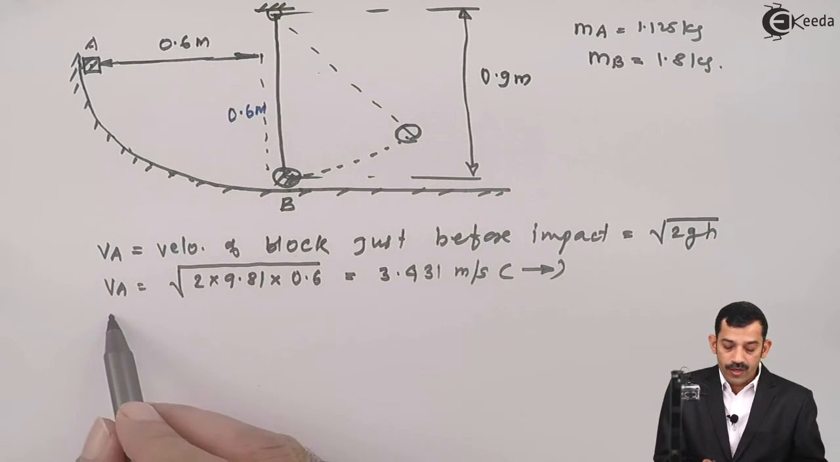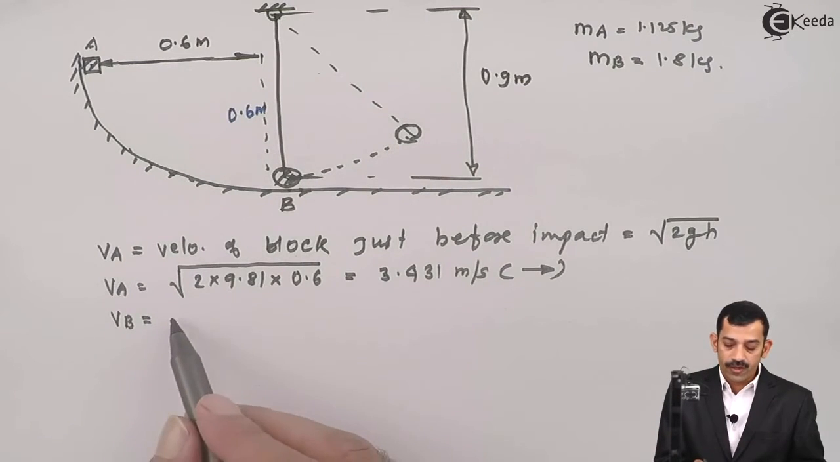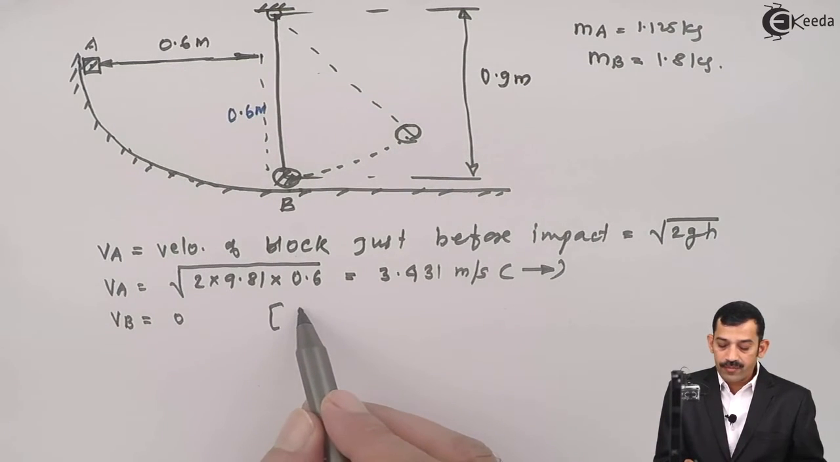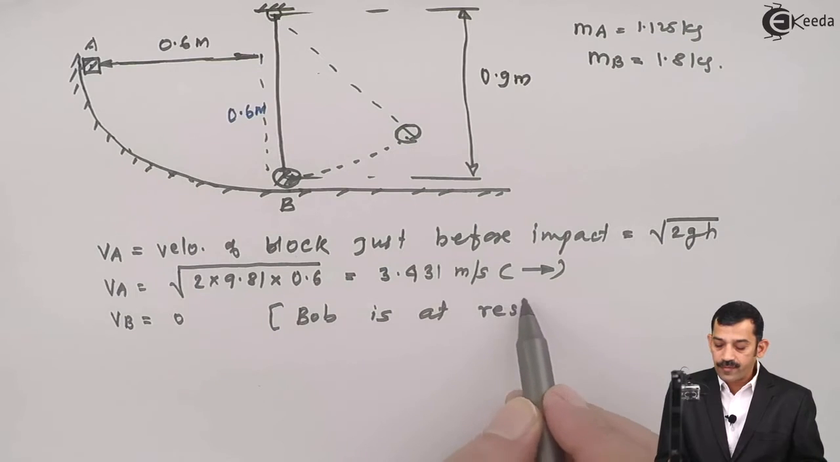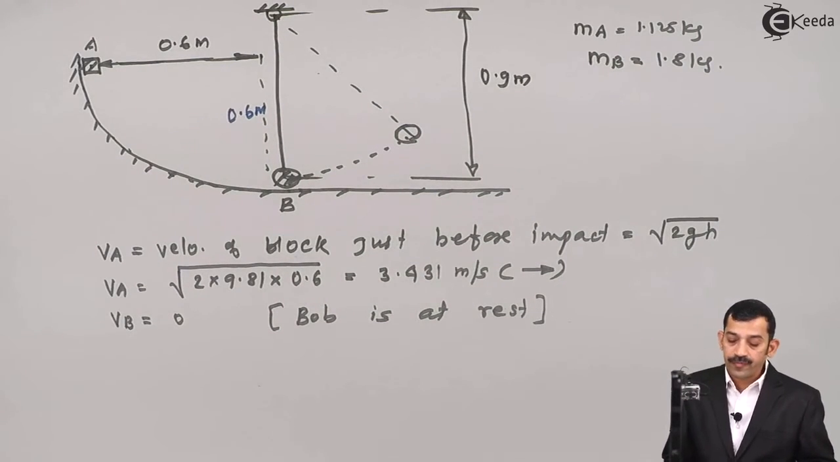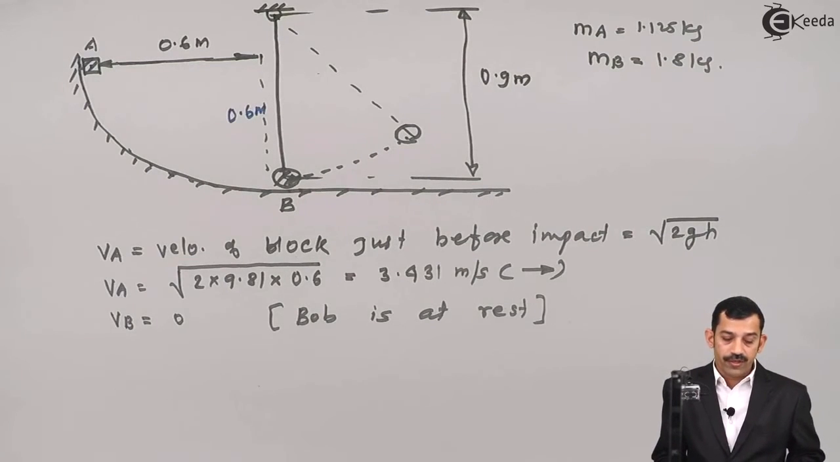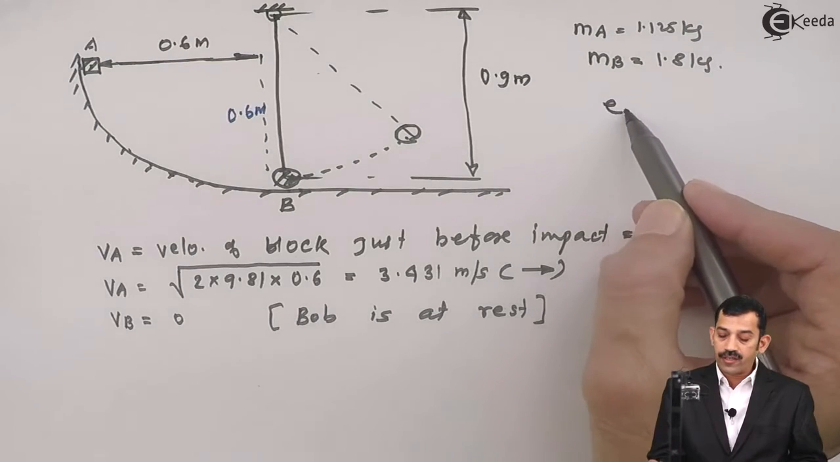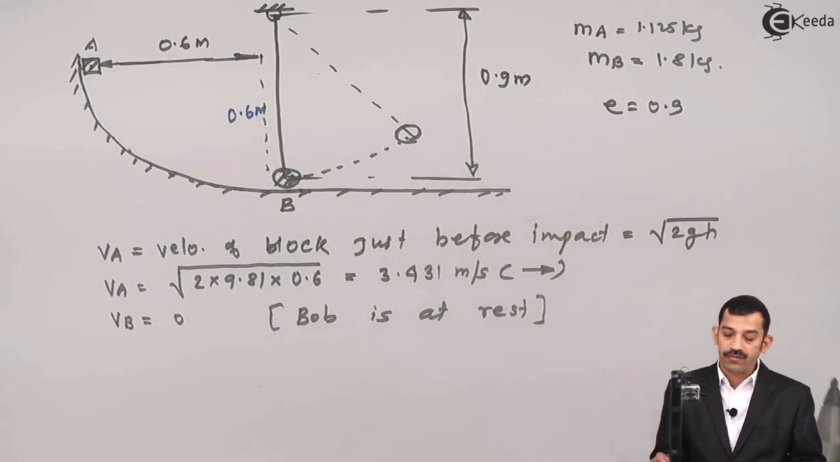What about the ball of the simple pendulum, that is VB? Initially this ball is at rest. The pendulum bob is at rest. The velocity of this bob is 0. You know the coefficient of restitution is given in the problem, that is E equal to 0.9. The coefficient of restitution between block and ball is 0.9.